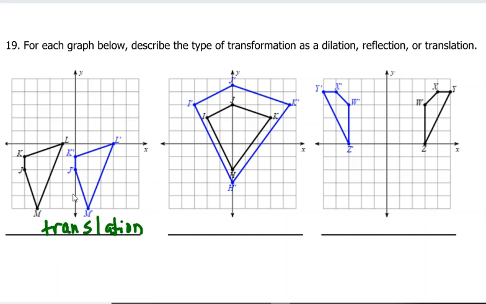Just moved it to the right. Here, this is a change in size. So I went from the black image to the blue image and I got bigger. It doesn't ask me to describe the factor, but I know that that was a dilation. I went from smaller to bigger.